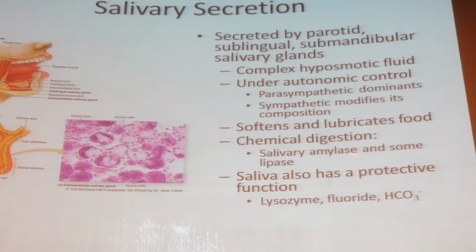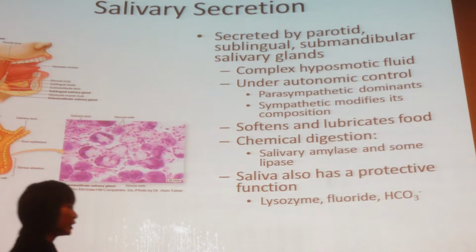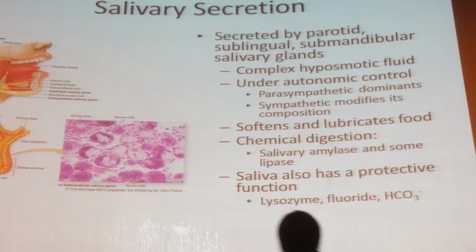They have amylase, lipase, and they also have protective mechanisms by secreting chloride, lysozyme, and those things that attack foreign pathogens and protect your teeth. So if you have a problem secreting saliva, oftentimes your teeth will also be compromised as well.